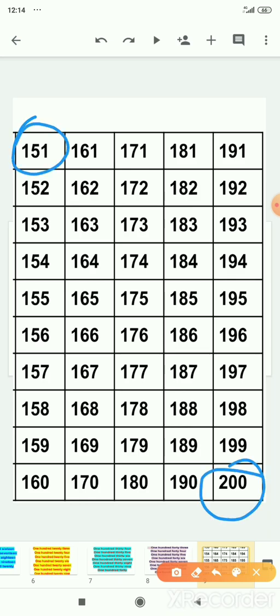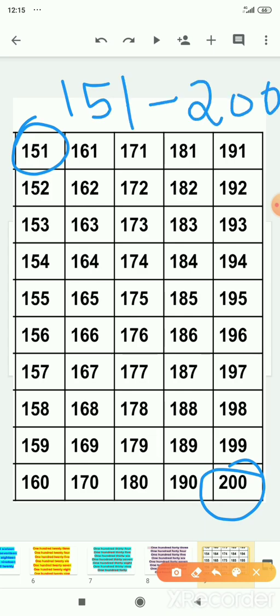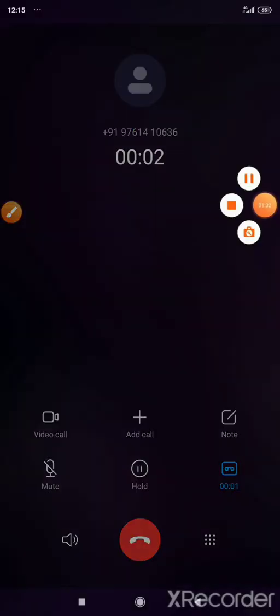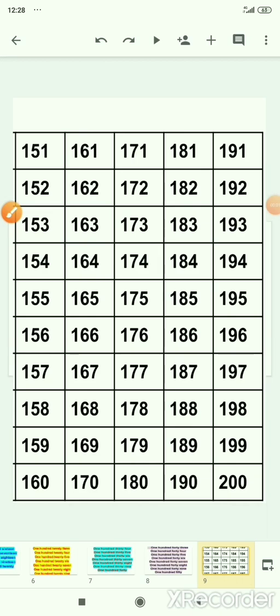The last number is 160. When we write it in numbers, it looks like this: 160. After 161 we have 162, 163, 164. Here we have a picture in which I have written 161 to 170. All spellings are the same except the last spellings.